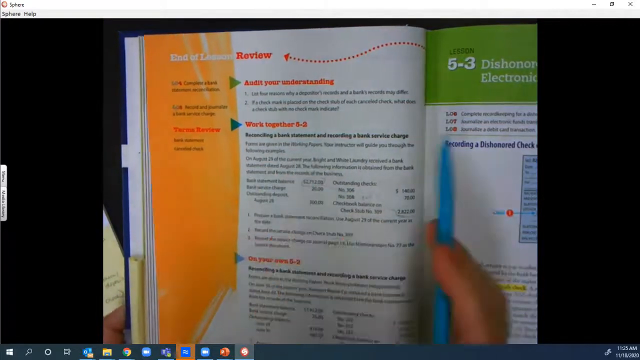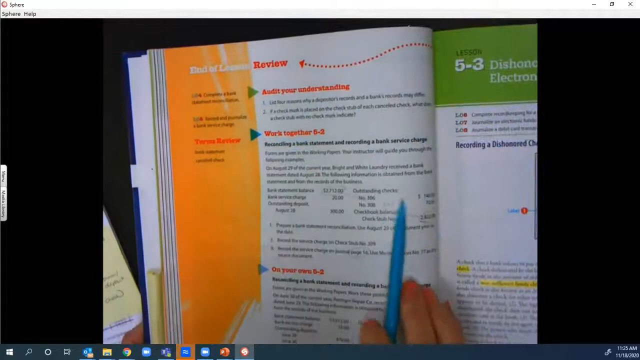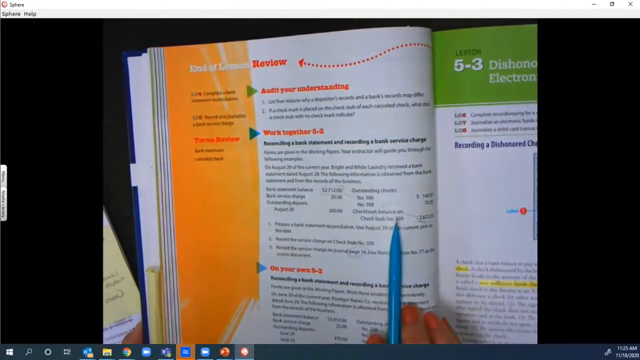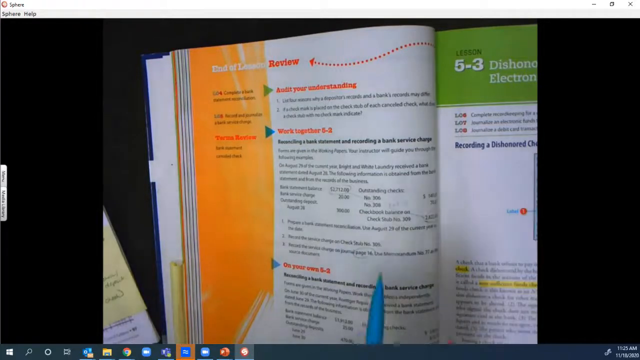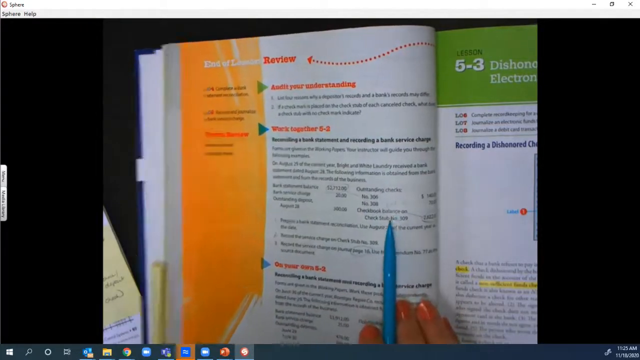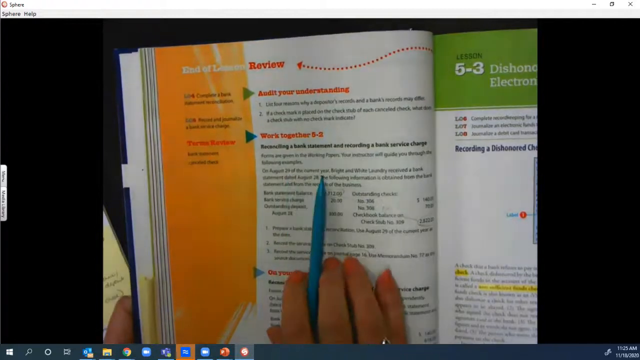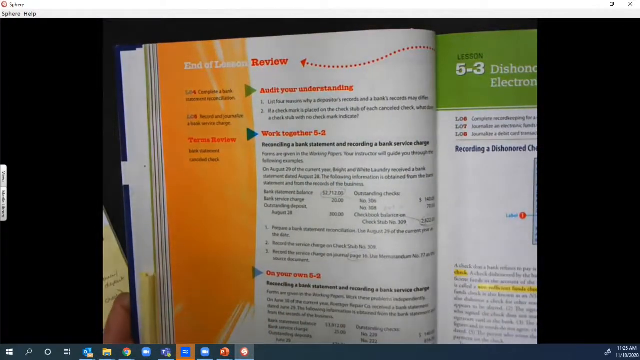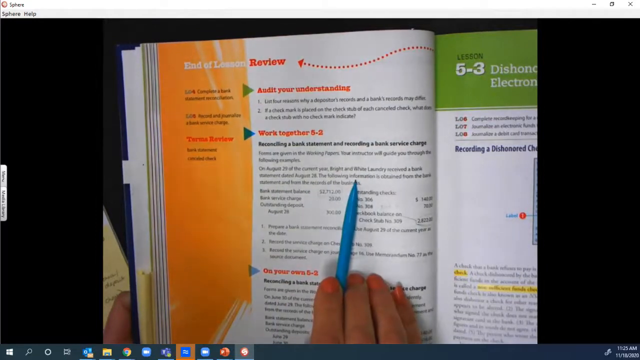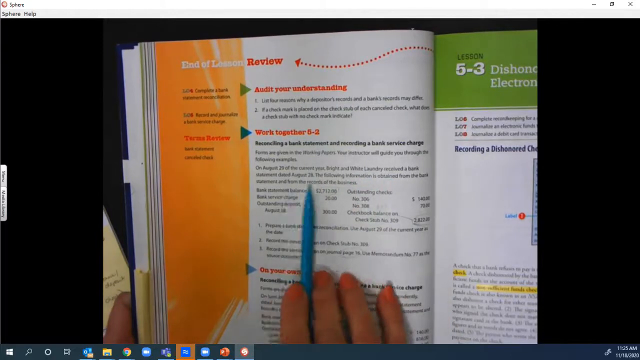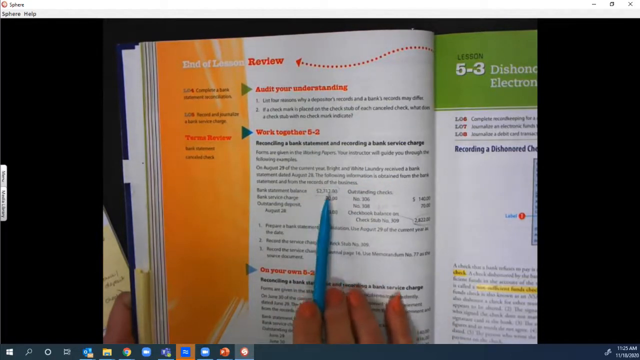And again, we're going through the working together. And it tells us that forms are given to us. So we've got our bank reconciliation here. And it's giving us the information that would have been on the bank statement. They're not giving us a whole bank statement, just the pieces and parts that we need to know. On August 29th of the current year, Bright and White Laundry received a bank statement dated August 28th. The following information is obtained from the bank and from the records of the business.